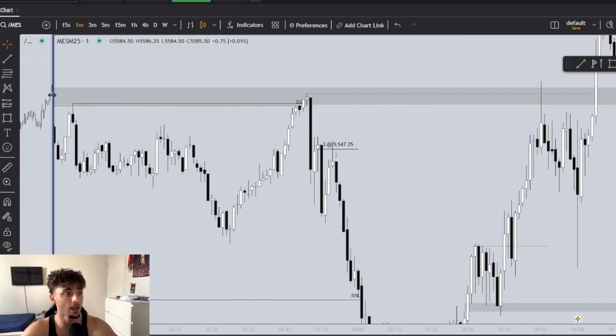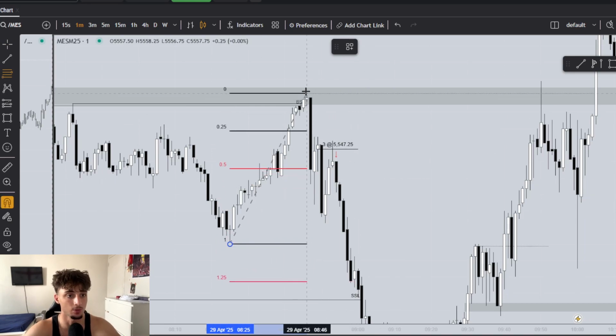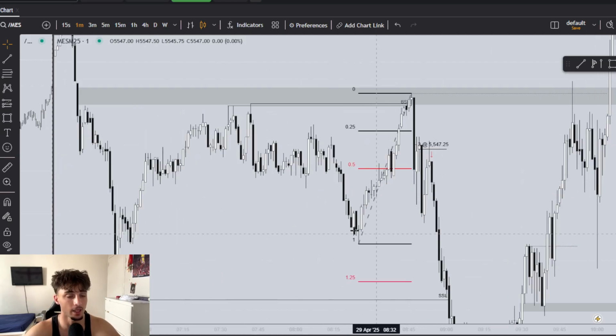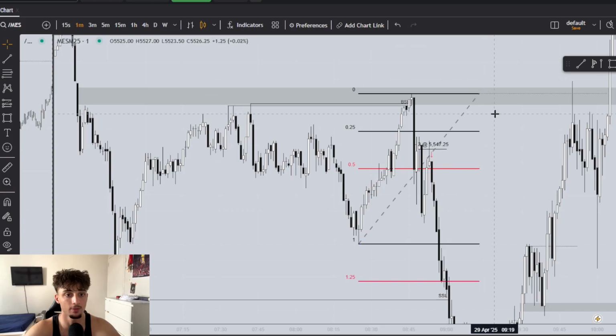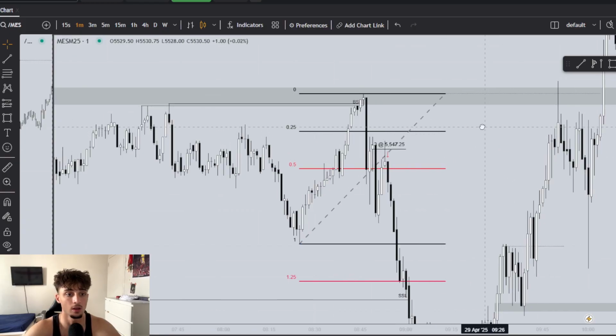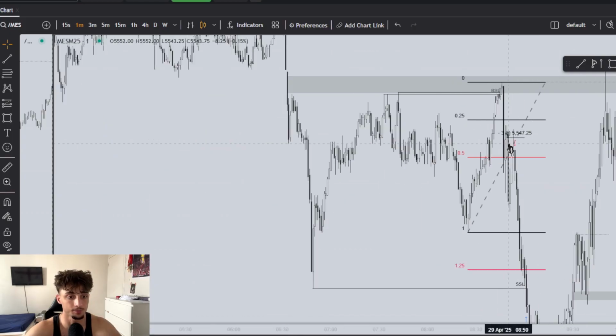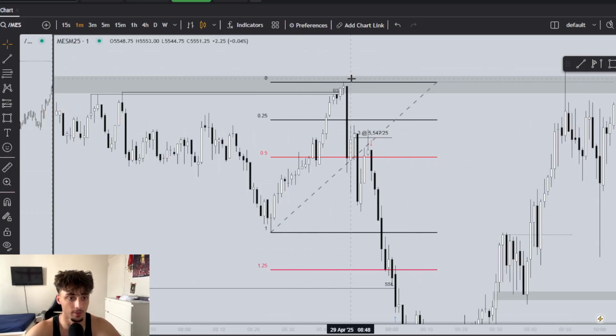So what I did after that is I marked out the equilibrium, or marked out the range of this move. Okay, so we came up into it and I marked out the range of this move. All right, so meaning that if I wanted to find any short opportunities, it has to be in the premium side of the equilibrium. All right, so it has to be on the premium side of the equilibrium.